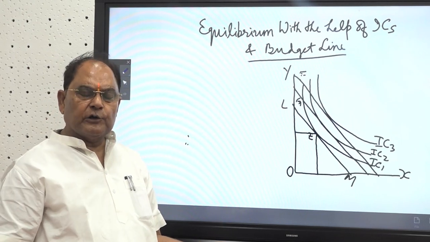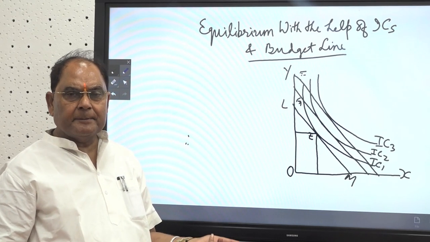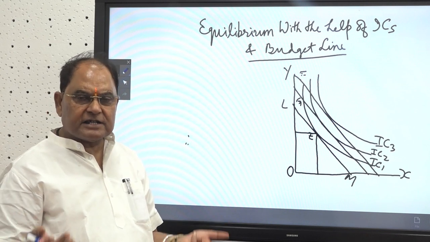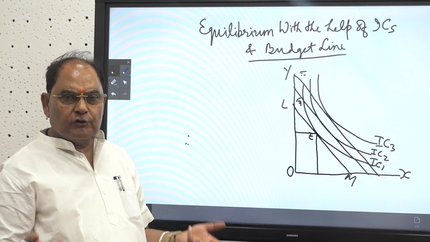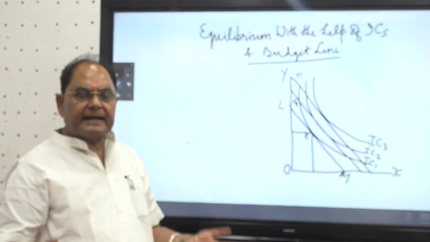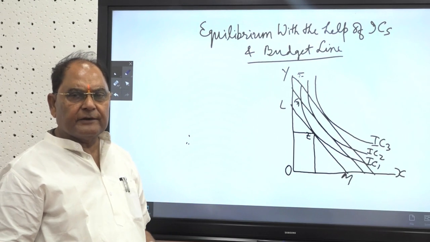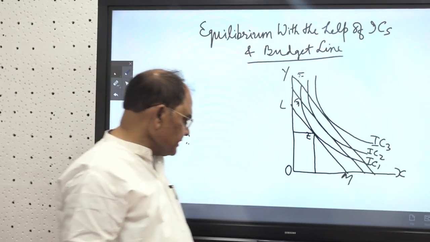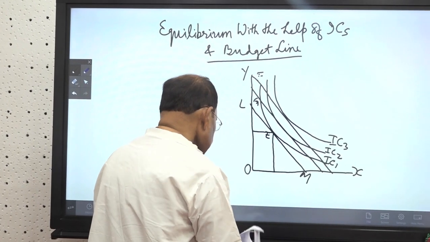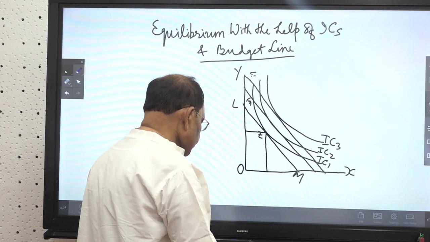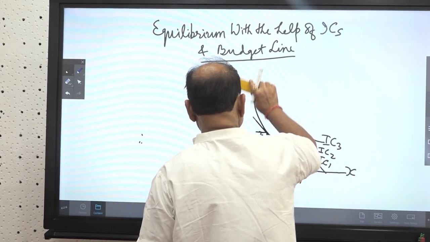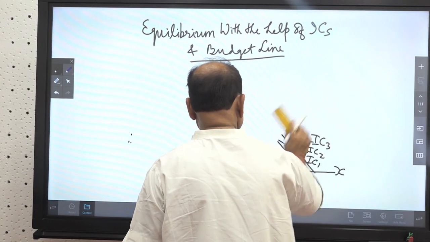And we know that equilibrium is a point of maximum satisfaction. So wherever a consumer gets the maximum satisfaction, the consumer or the market would like to remain in that state for a certain period of time. That is how we call it equilibrium. Now there may be another situation with the help of indifference curves regarding equilibrium.